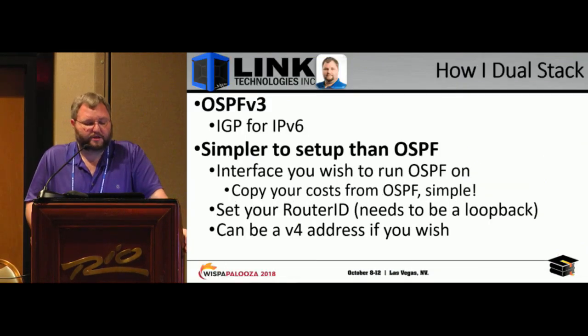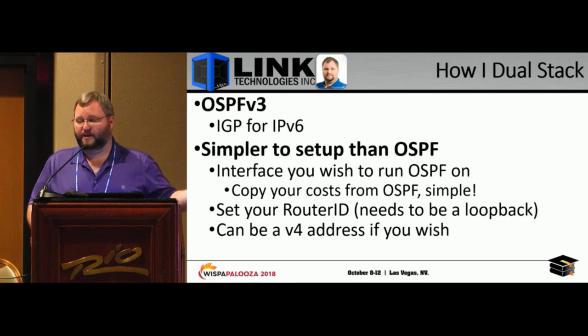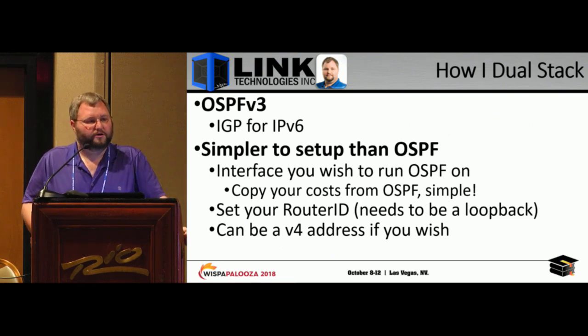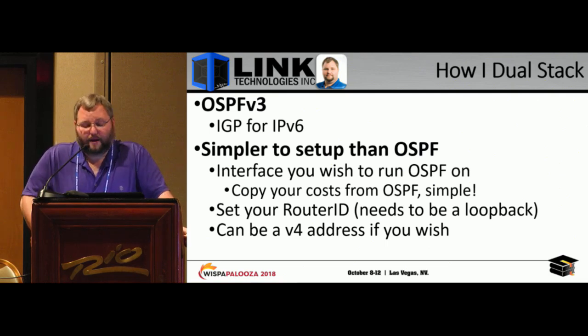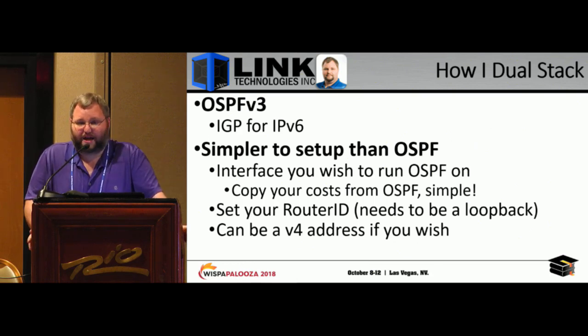So I use OSPF v3 for my IGP. It's very simple. I typically copy all of the interfaces from my OSPF. So we have all my costs for my interfaces. I literally just mirror them over to OSPF v3. We also have a router ID, and that router ID can be the v4 loopback if that's what you wish it to be. It does not have to be a v6 address. It's just an ID. So you can do that as well.